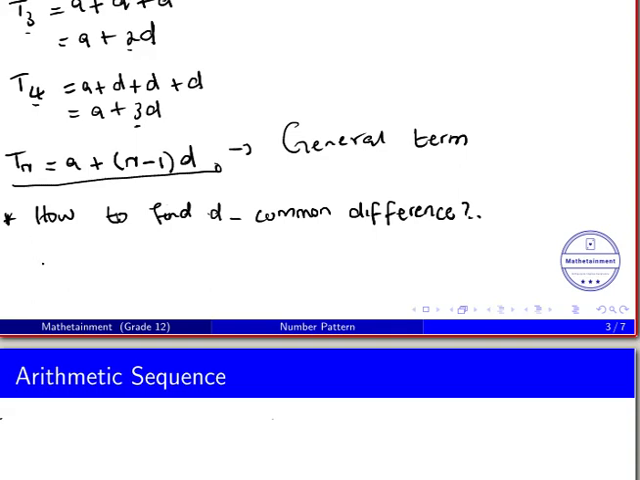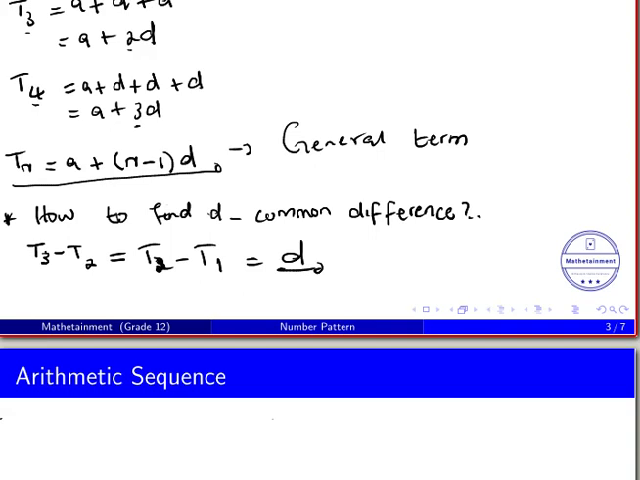So to find a common difference, it depends on the number of terms that is given to you. But the reasonable approach is to say your term number 3 minus your term number 2 should be equal to your term number 2 minus your term number 1. And that should be equal to your D, which is your common difference. So if these two differences are equal, that indicates that the sequence you are working with is an arithmetic sequence, and it has a common difference.